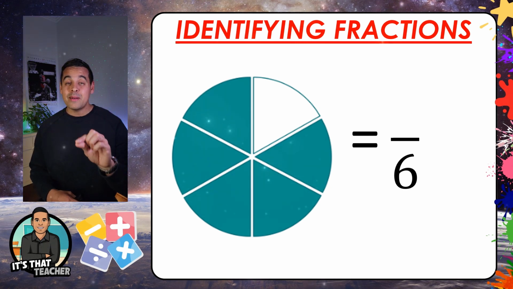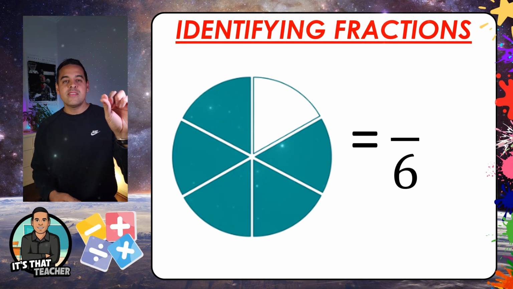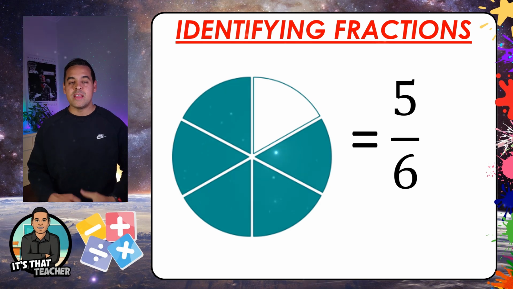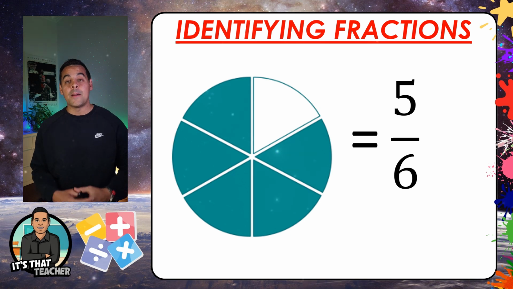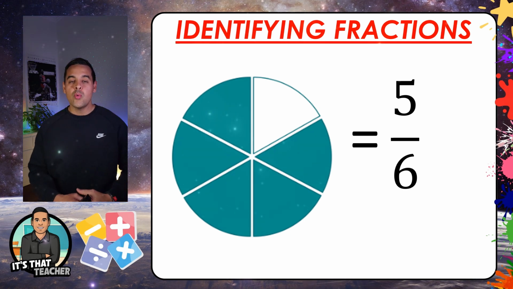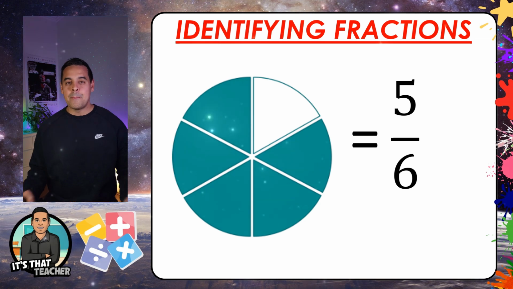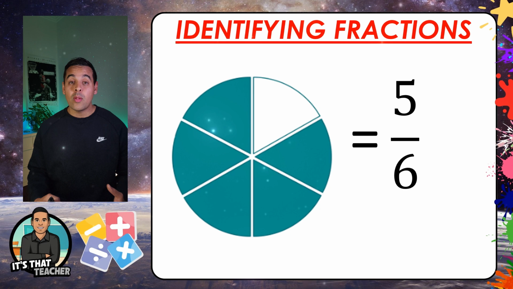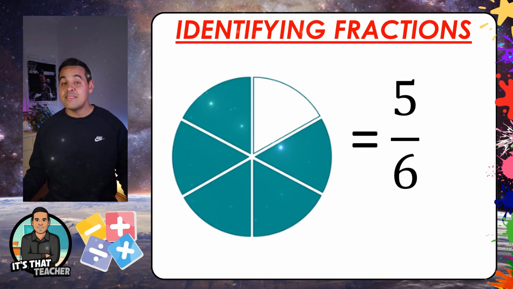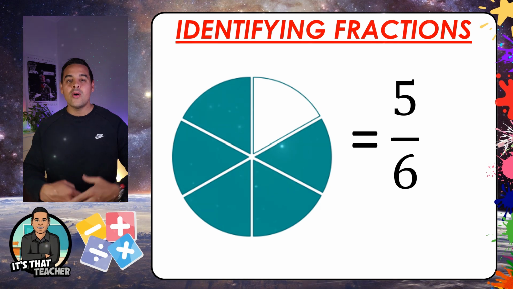All you can do is simply count the pieces of the circle that are colored or shaded. So you can see that 5 pieces have been shaded, so that is going to be the numerator, how many pieces have been shaded. The answer would be 5/6, because you have 5 parts and your whole has been divided into 6 pieces or sixths. So 5/6 is your answer.